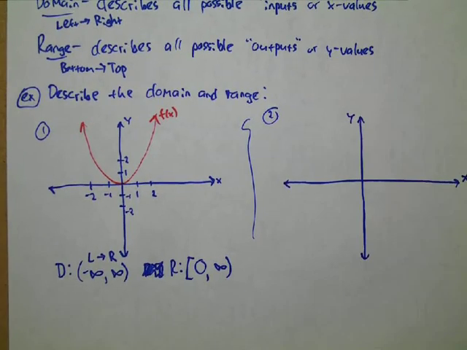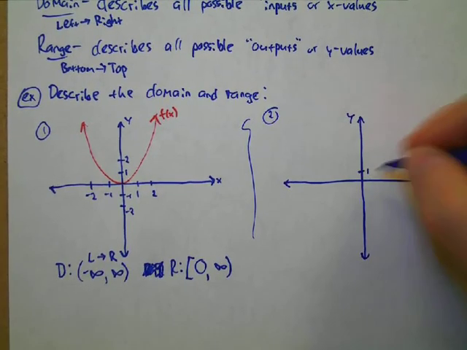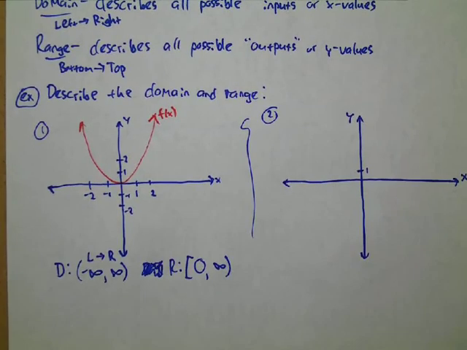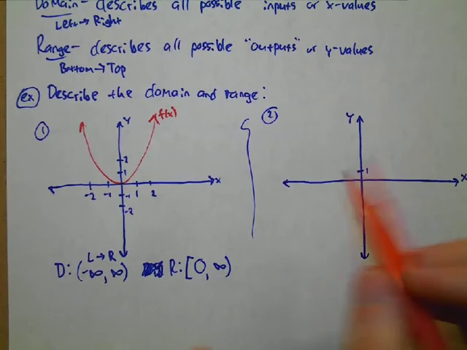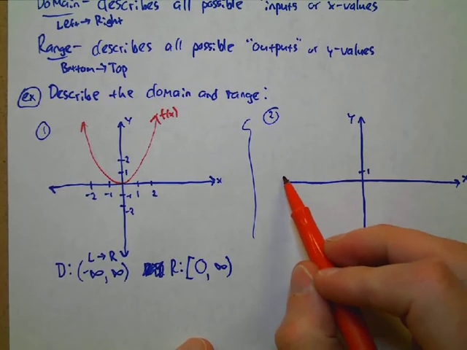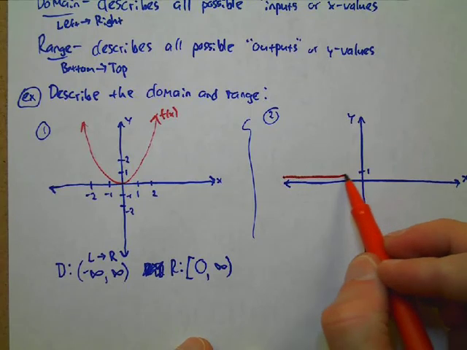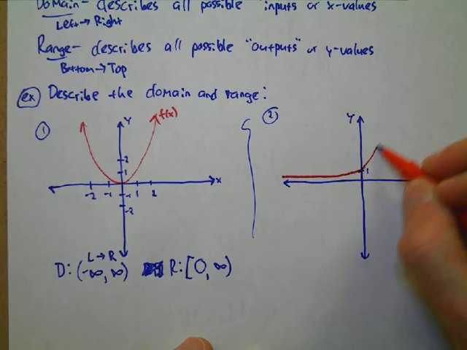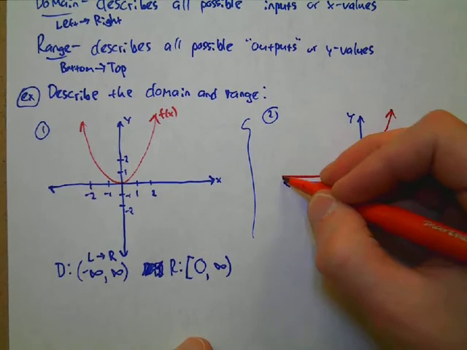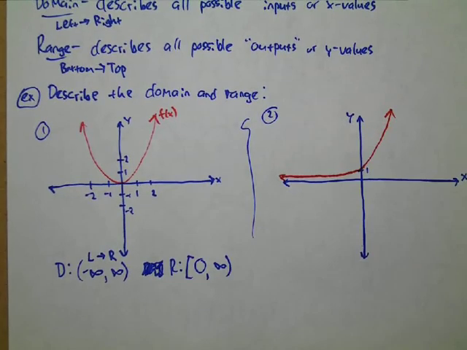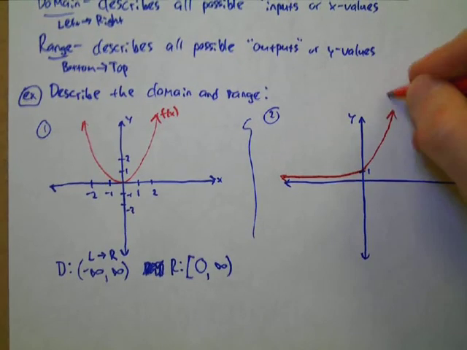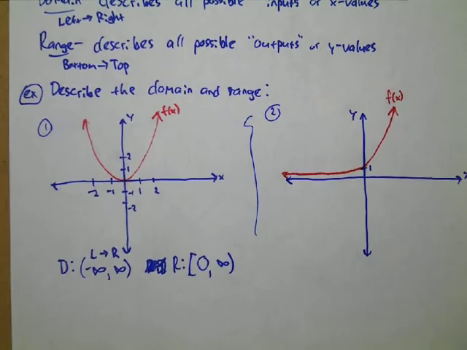Let's try another one. This will be talking about next unit. Okay, next unit we'll be talking about quadratics. Then why are we talking about it in this unit? Well, because I have to show you some sort of graphs in order to talk about domain and range, but we'll cover them more in depth later.